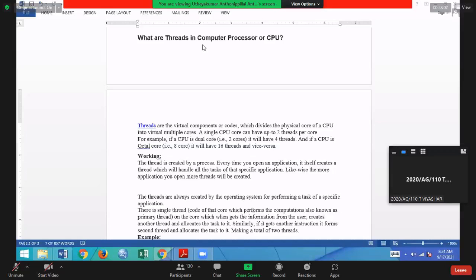Why does it get stuck? Each and every application, when you open it, one thread is created. Your computer is an octa-core processor. With an octa-core processor, how many threads are possible? 16 threads. Maximum 16 threads can be managed by the computer. If you open more than 16 threads, what will happen? The computer will definitely go to a stuck state. Then you can clear it out.